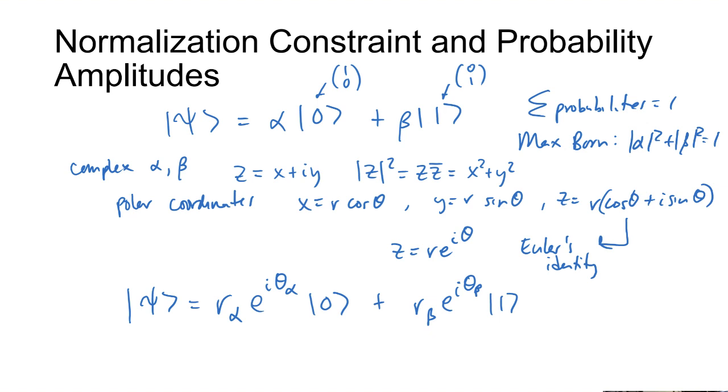So if we write down our generic superposed quantum state, alpha 0 plus beta 1, we remember that these zeros and ones represent vectors, (1, 0) and (0, 1). And the sum of the probabilities needs to be 1. This idea came from Max Born, and he told us that alpha squared plus beta squared equals 1. That's our normalization constraint.